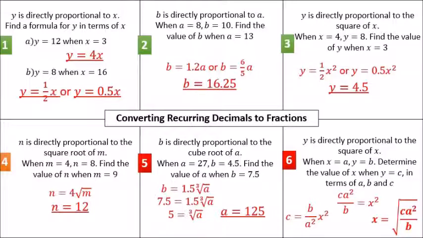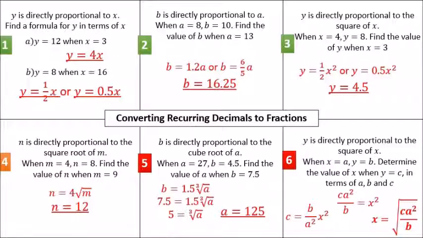Now to find the value of a when b is 7.5. So this one's a little bit different because we are given the value of b on the left side instead of a on the right. But we can still calculate this the same way. We just have to rearrange and solve this equation to find the value of a. So if we divide both sides by 1.5, we get that 5 is equal to the cube root of a. And if we cube both sides to undo that cube root, we get that a is equal to 125.